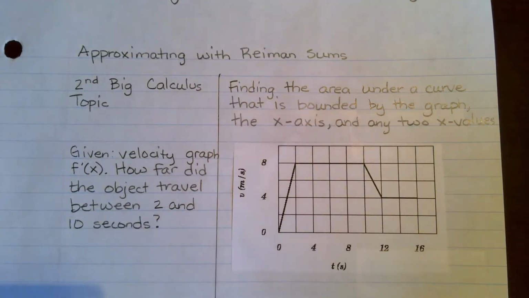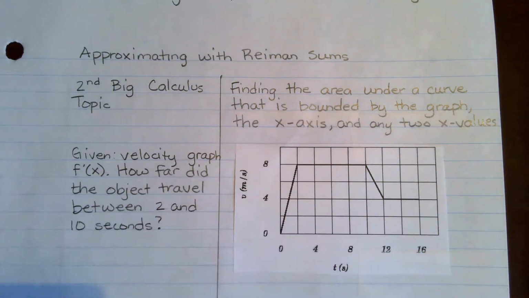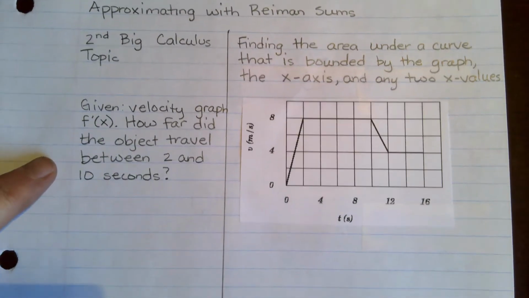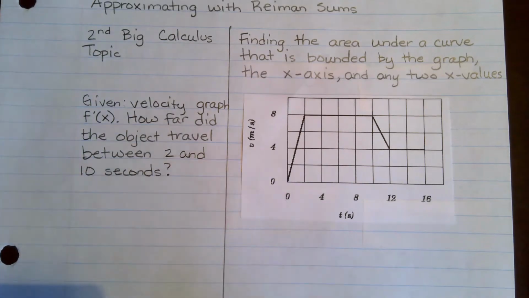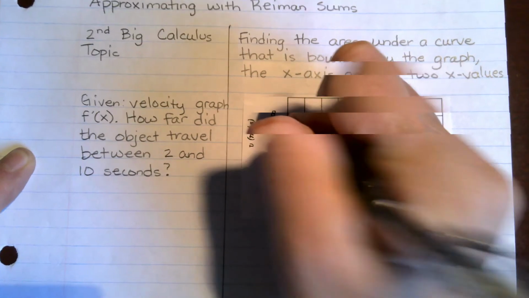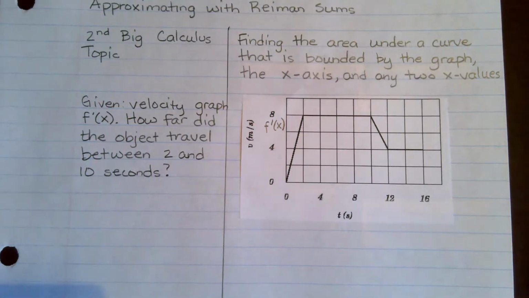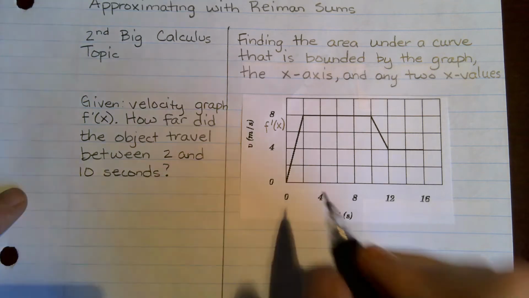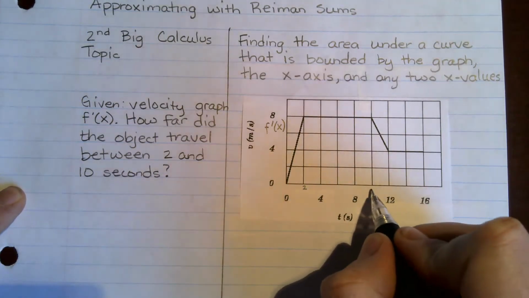Okay, and that area is bounded by a graph, the x-axis, and 2 x values. We've seen this a little bit when we were looking at velocity before, so we're going to try to tie it all together. Let's say that we're given this graph, and that this is a velocity graph. We'll call it f prime of x, or v of x, whatever we want. But we're trying to find how far the object traveled between 2 and 10 seconds. So between here and here.